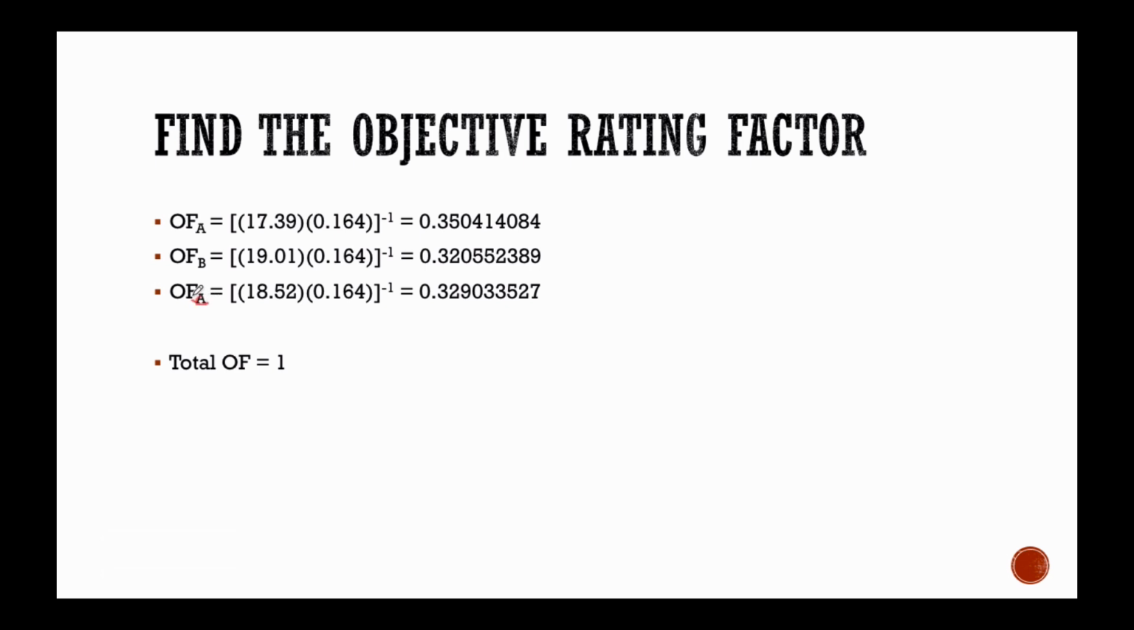Sorry, this one is C, right? And then after we calculate this, we can use the equation, which is equal to OFA, OFB, and OFC. Here is CA, here is CB, and it is CC, or the cost, and it is the total of reciprocal. So 17.39 times 0.164 to the power of -1 here.